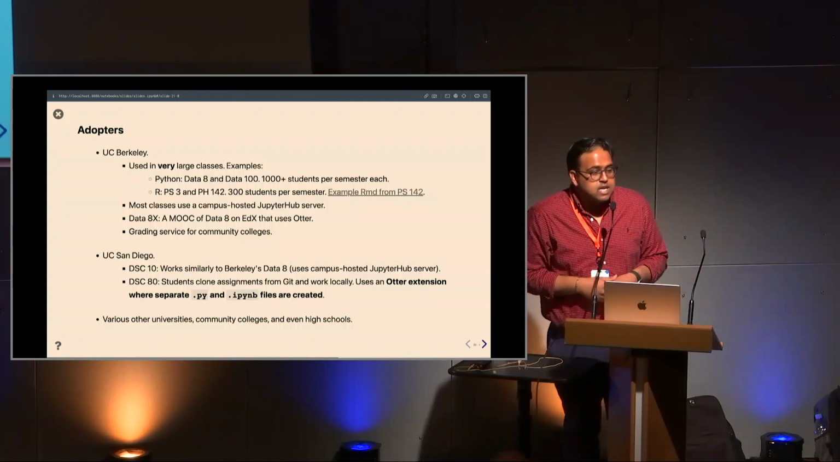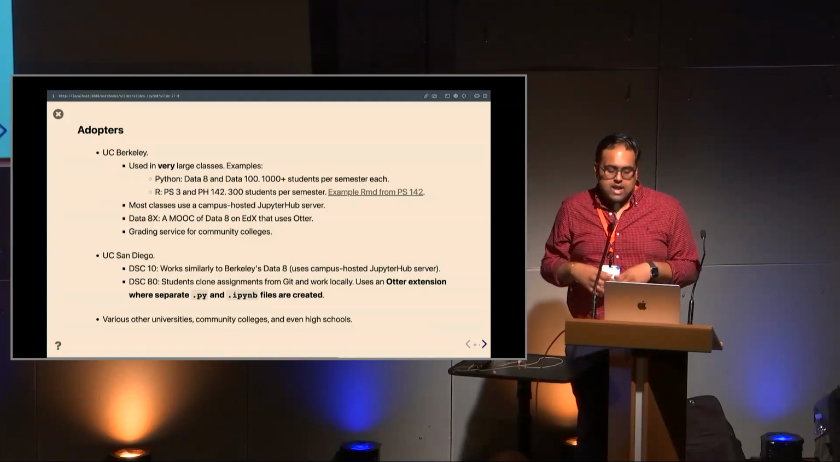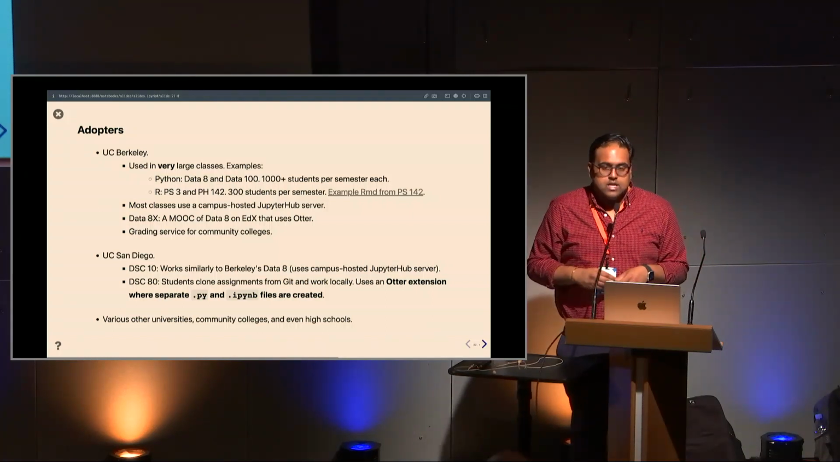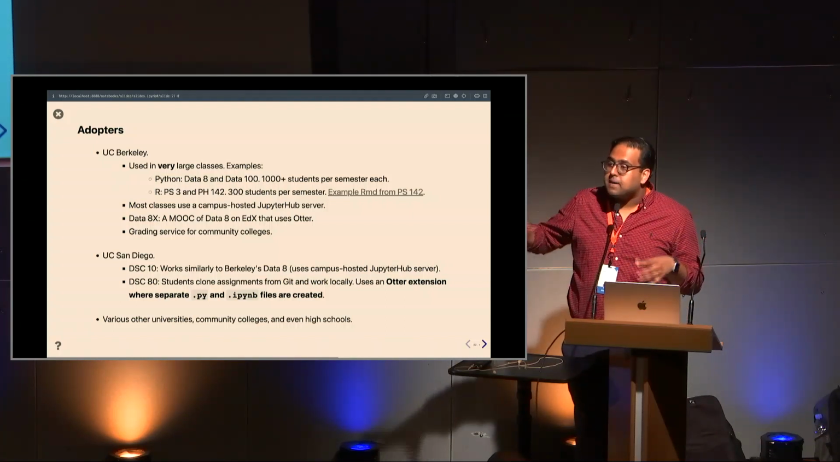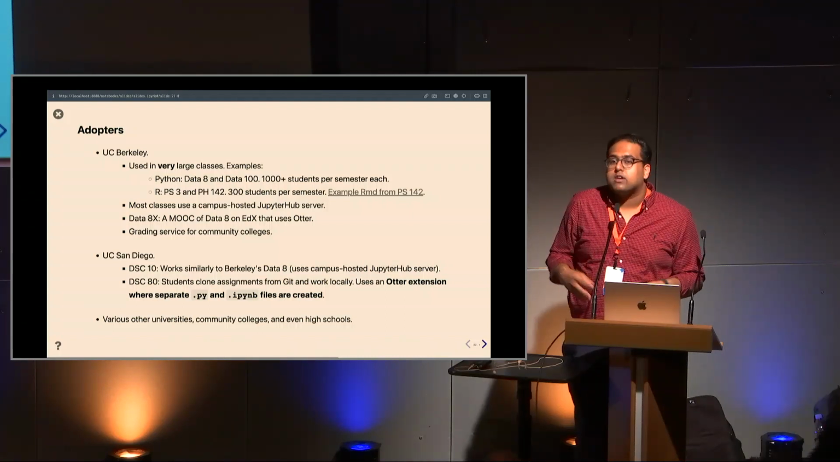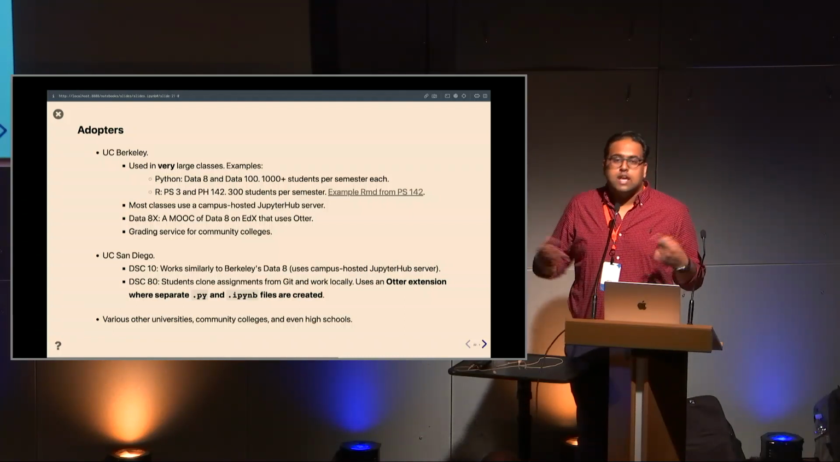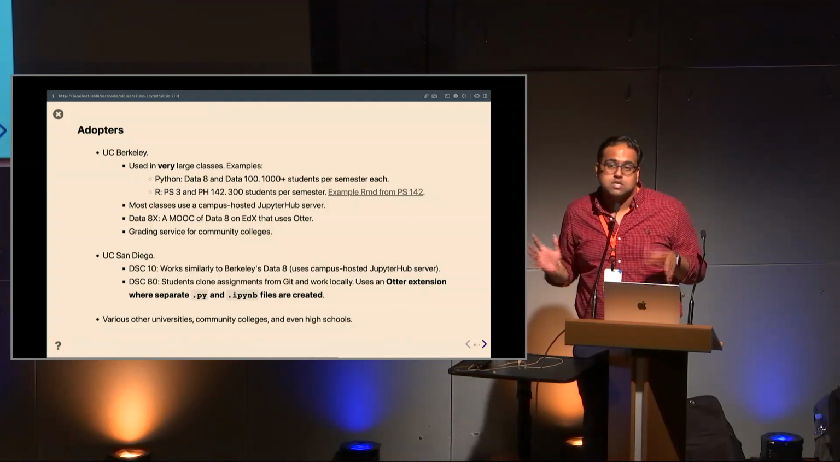Data 8X is a massively open online course version of Data 8 that runs on edX that also uses Otter. And the folks at Berkeley have also put together a sort of cloud-based grading system that does what Otter does, but doesn't require you to have access to Gradescope. And so this is for schools that are adopting Berkeley's curriculum, but don't have institutional licenses to this other software.